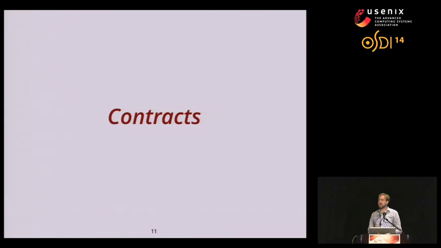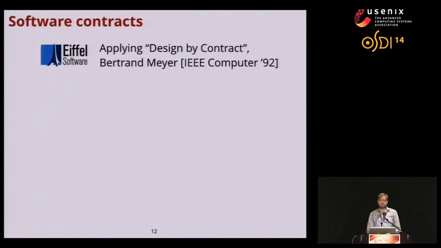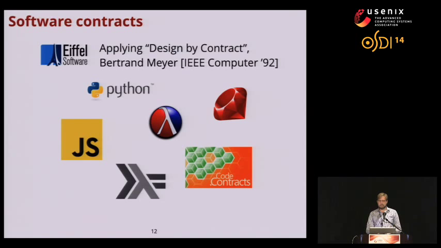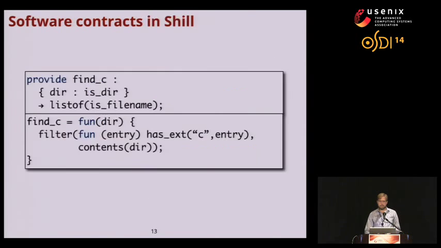So SHILL's second key feature, contracts, builds on the security that we get from capabilities. So software contracts were introduced by Bertrand Meyer in the Eiffel programming language, and these days you can find them in lots of other places. And the idea is that code should come with executable specifications of the pre- and post-conditions for it that can be verified at runtime to ensure that all of the components in your program are interacting as they're supposed to.